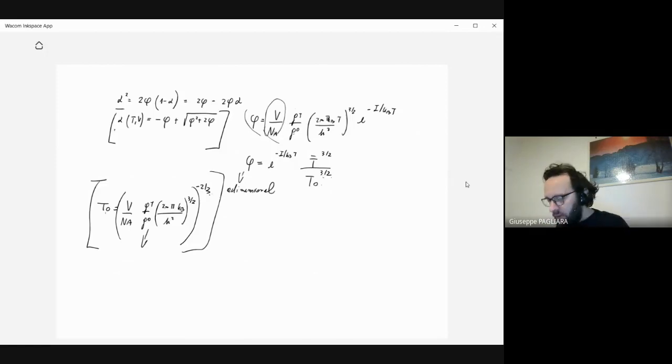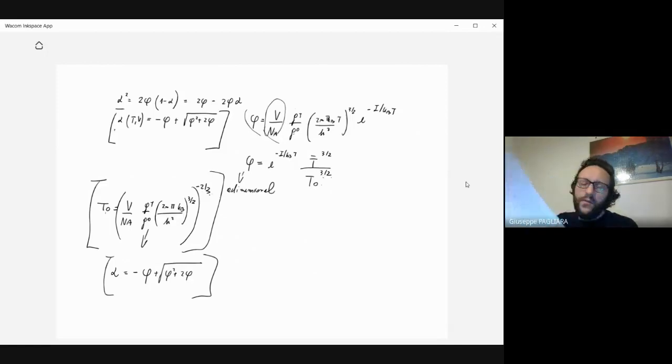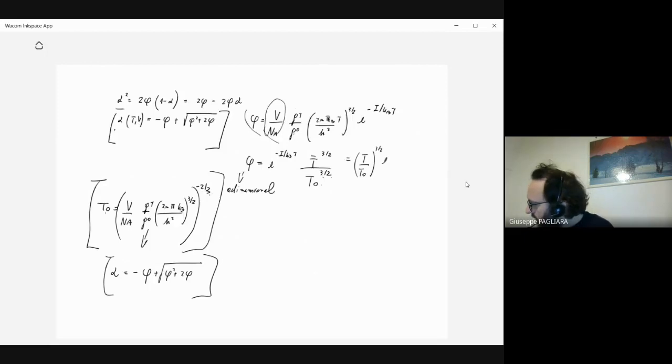Now let's work out a little bit more this result. So let me start from this. Alpha is equal to minus phi plus square root of phi squared plus 2 phi. And we can see, of course, this is the solution to the problem because it provides the degree of ionization as a function of temperature and volume, where phi is equal to 2 T divided by T0 to the power of 3/2 and exponential of minus I over kB T.